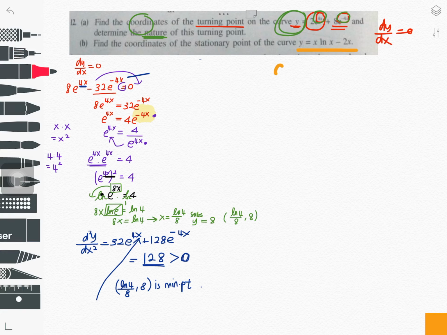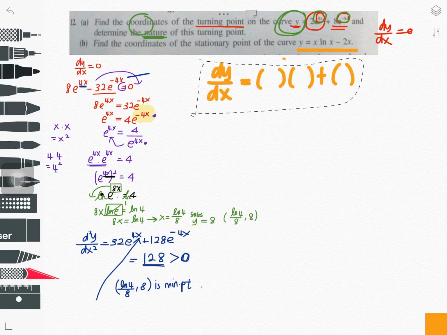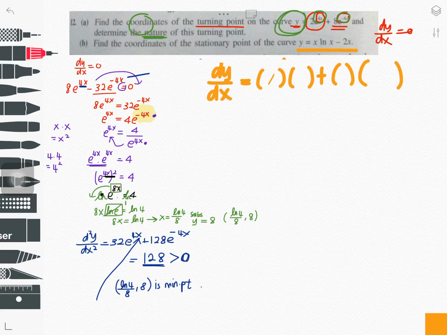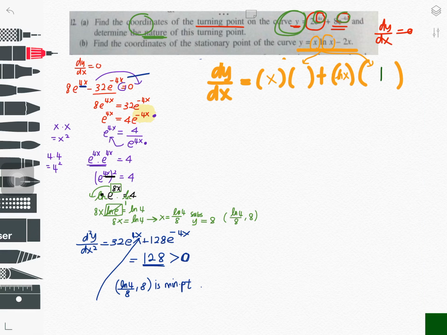We take this, we do dy/dx. What rule? Product rule. So as usual, you got 4 brackets. I don't have space, so let's shift it a little. Fill up your bracket now. x, this is definitely your ln x. Now you differentiate the x, what you put here. You differentiate the ln x, you put here. Differentiate x, what is the answer? 1. It's simple. Differentiate ln x, 1 over x.